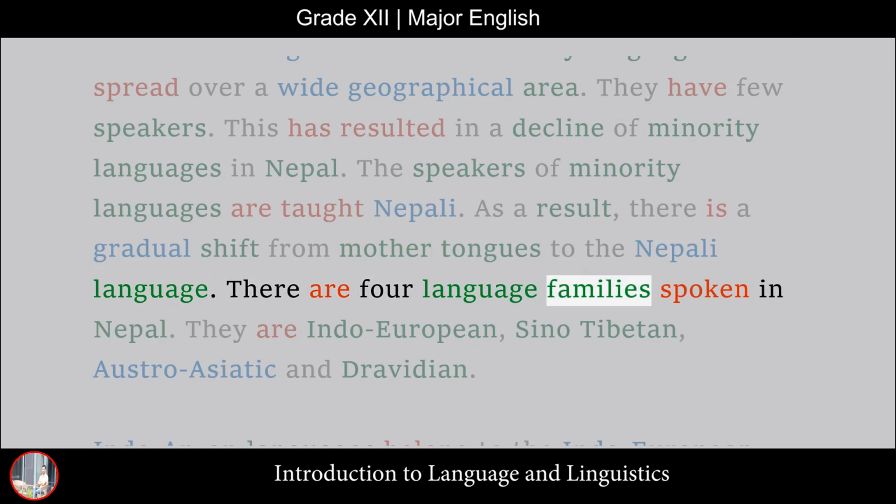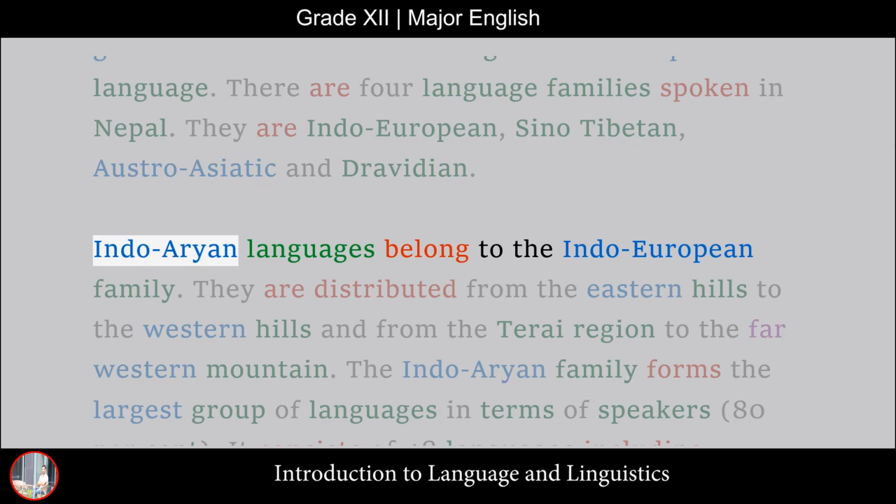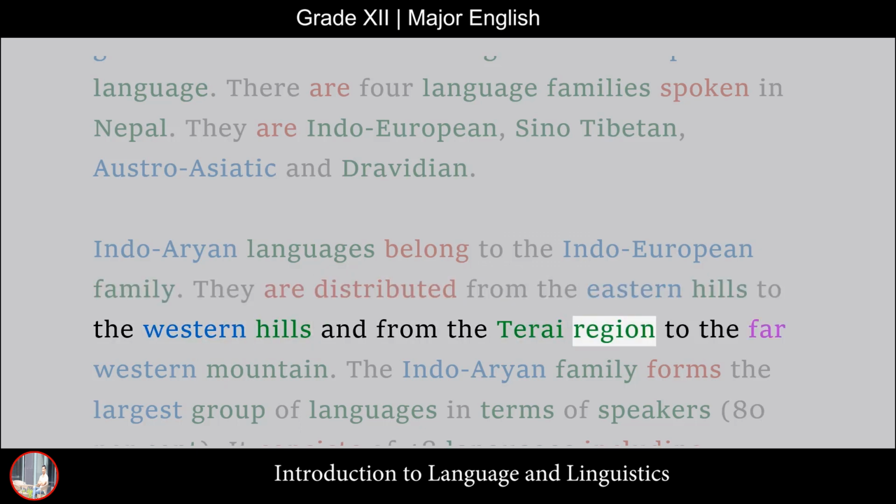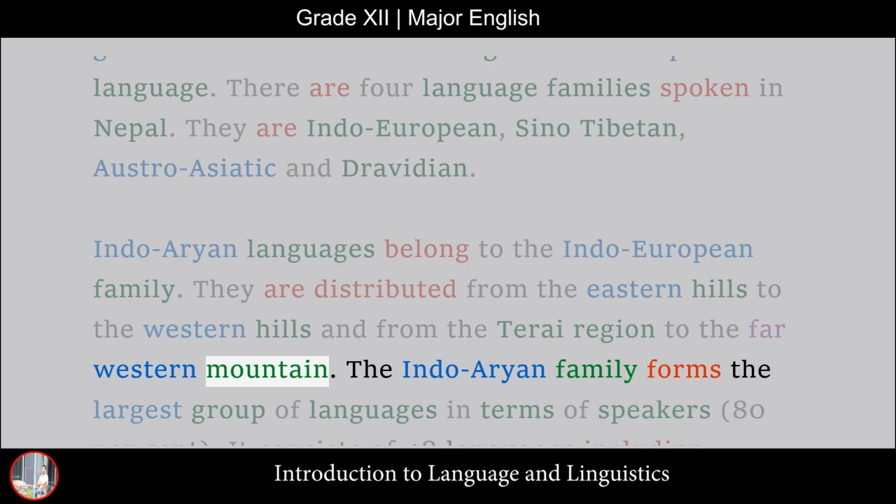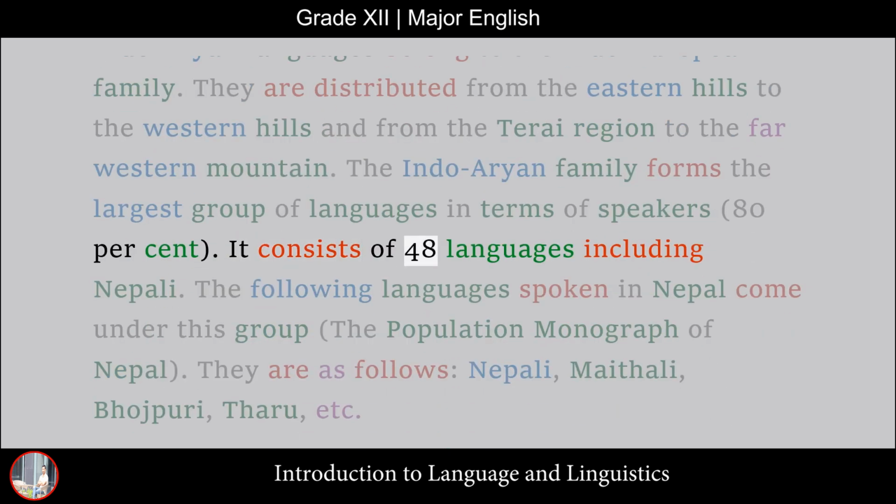There are 4 language families spoken in Nepal. They are Indo-European, Sino-Tibetan, Austroasiatic and Dravidian. Indo-Aryan languages belong to the Indo-European family. They are distributed from the eastern hills to the western hills and from the Terai region to the far western mountain. The Indo-Aryan family forms the largest group of languages in terms of speakers, 80%. It consists of 48 languages including Nepali.